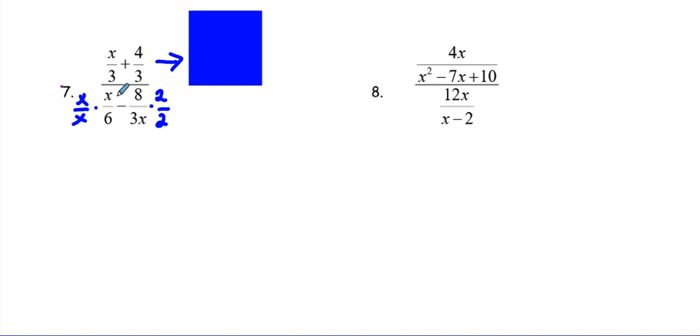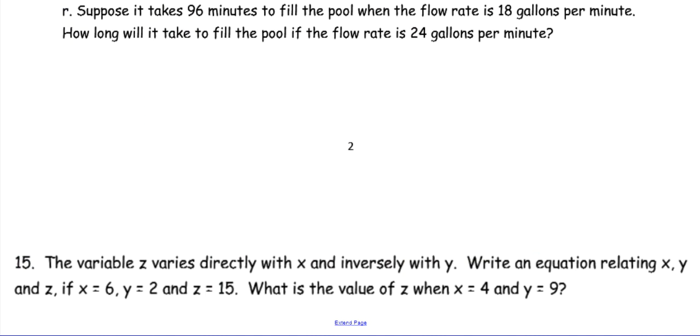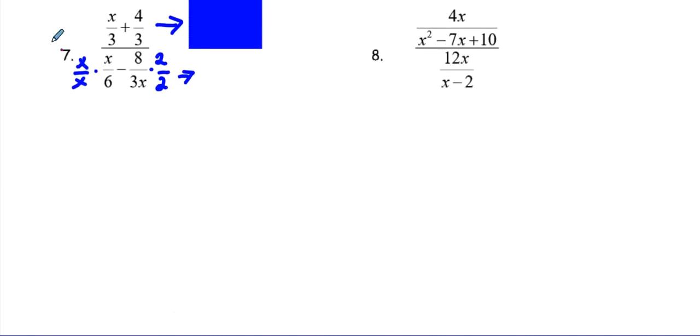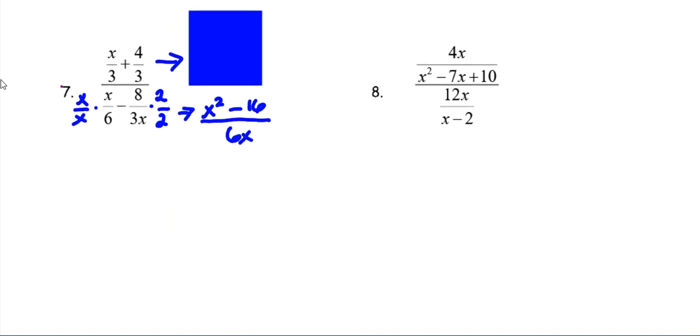So x times x gives me x squared. X squared minus, and then 8 times 2 is 16 over, and let's see, this one here is 6x, so I have a common denominator of 6x. That's how I was able to do that. All right, let's get rid of the box now so we can look at the big picture.